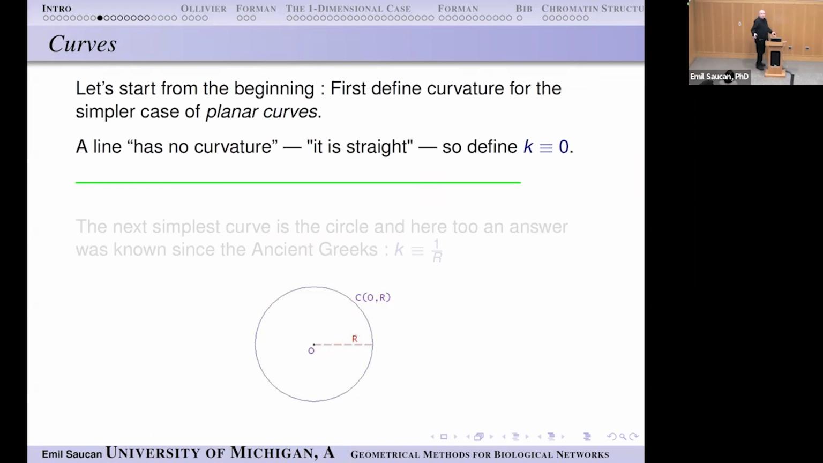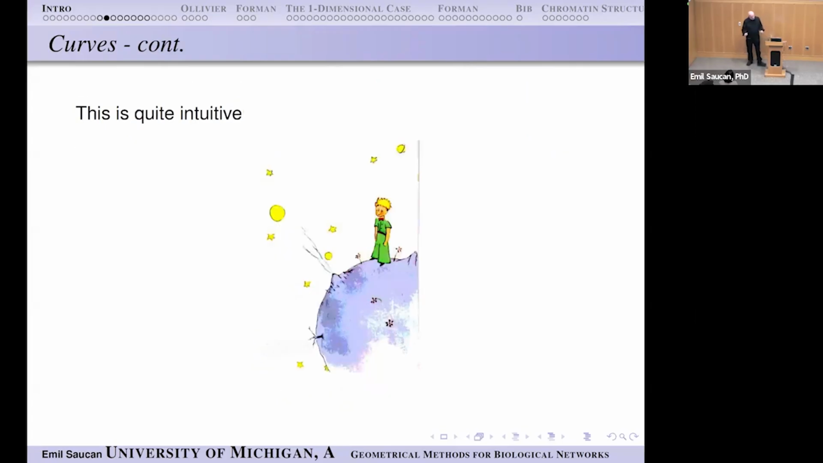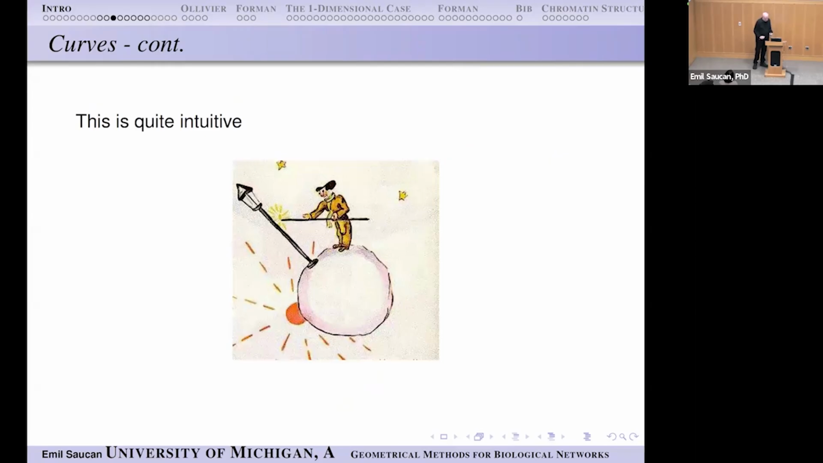What's the next more complicated figure which you learn? Well, the triangle, but triangles are kind of not smooth. So we first learn about circles. The Greeks already knew what the curvature of a circle is. It's 1 over the radius. The smaller the radius, the more curved the circle. So this is it. It's very intuitive. Again, another picture of the same.